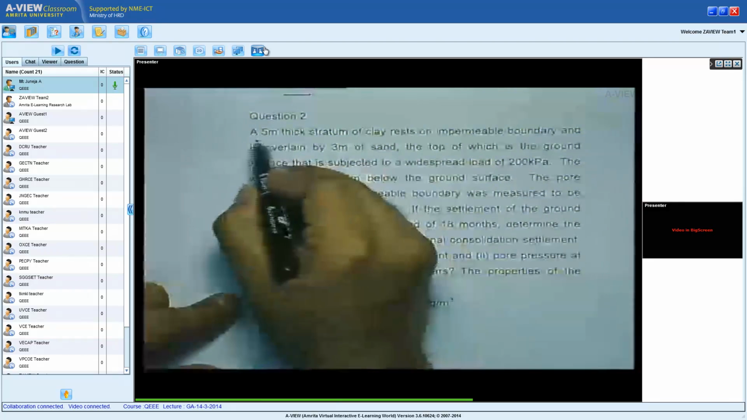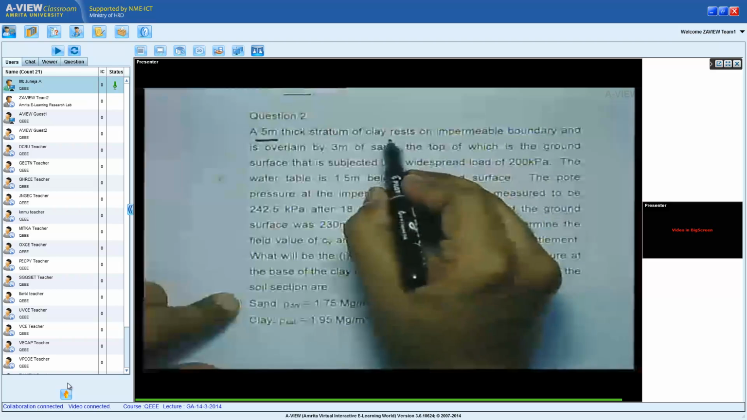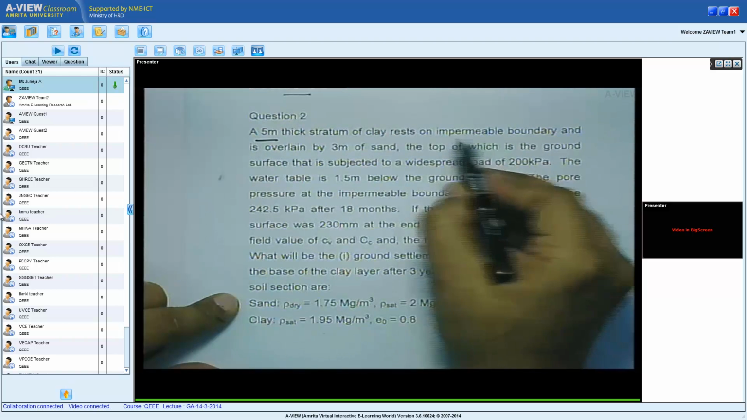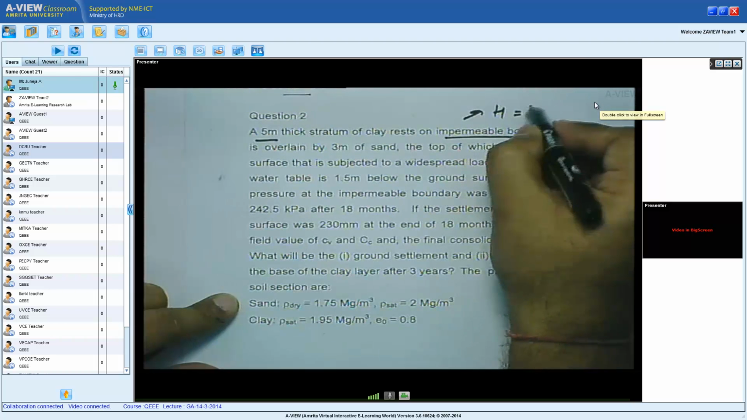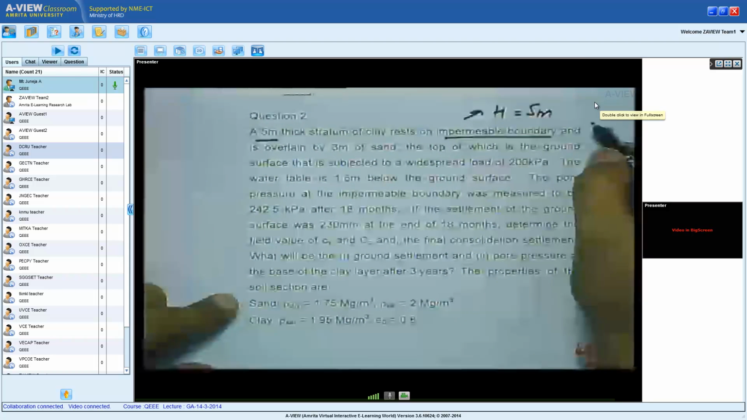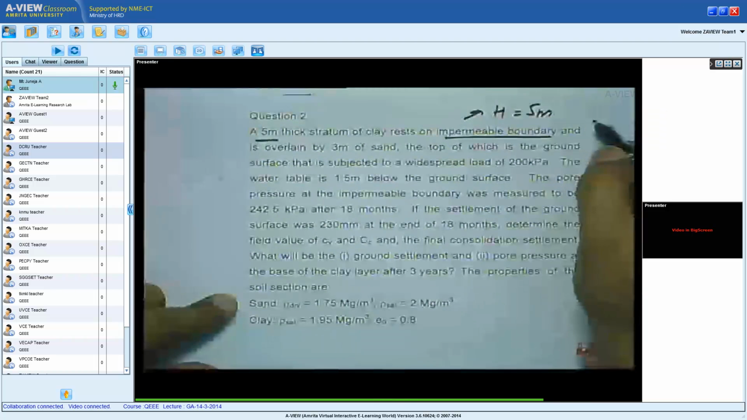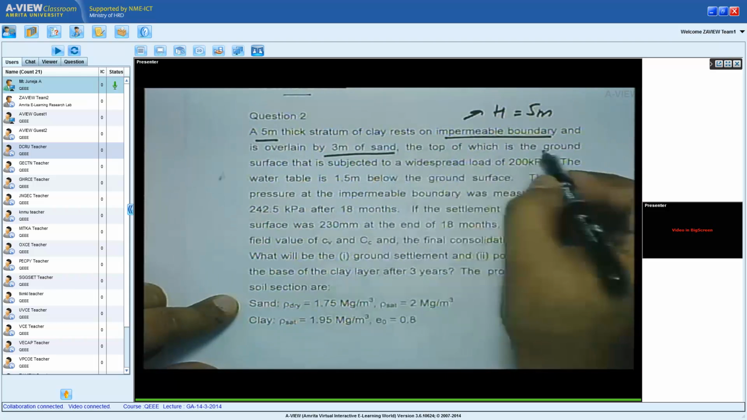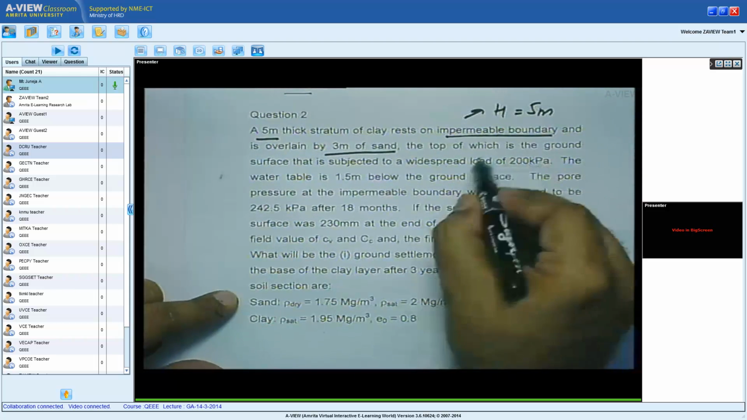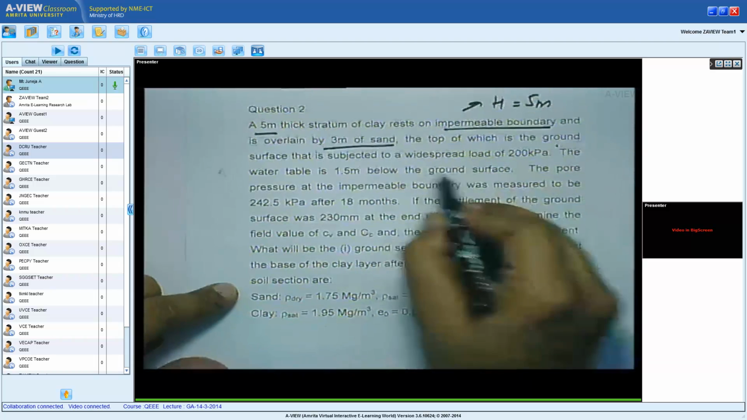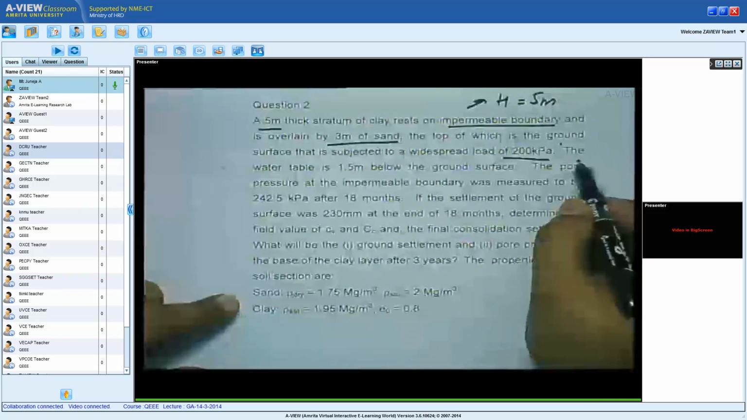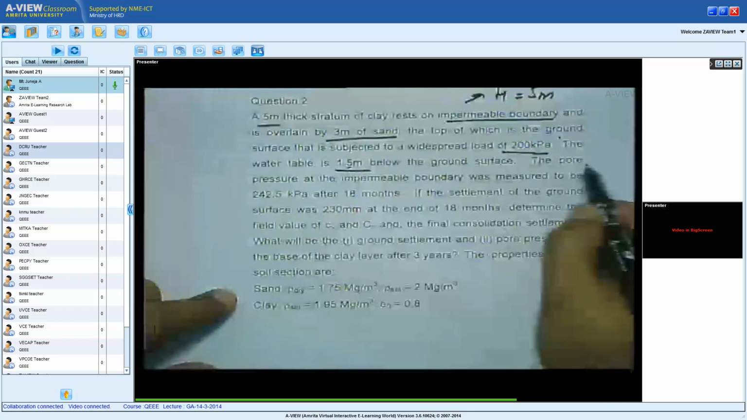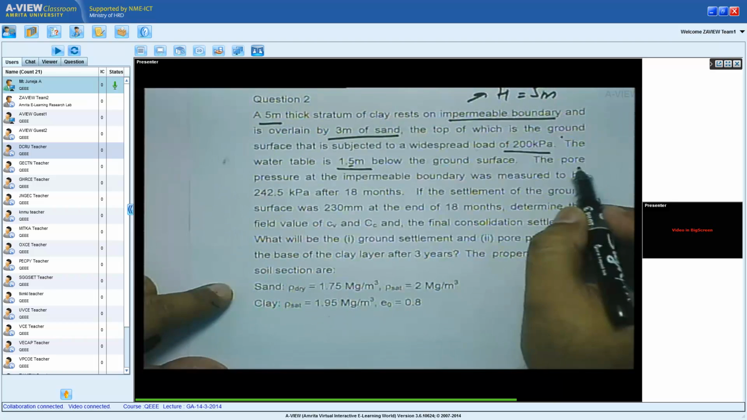It says it's a 5-meter thick clay layer which sits on an impermeable boundary. So if I pause over here, my capital H is 5 meters. That's the maximum drainage length which the water will have to travel. It's overlain by 3 meters of sand. Top of the sand is ground level, and at the ground surface there is 200 kPa of load. The water table is at 1.5 meter depth.